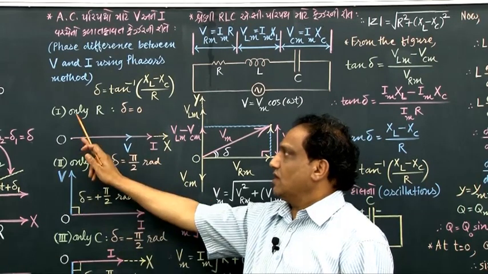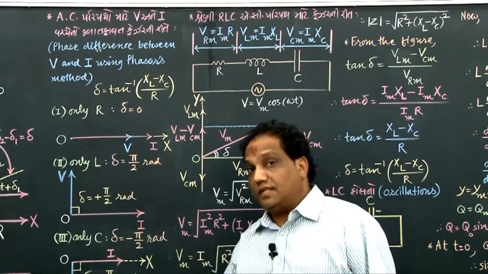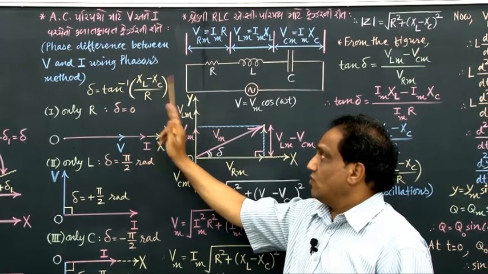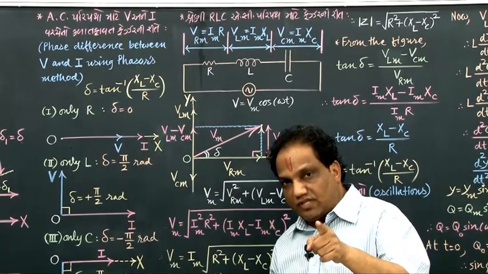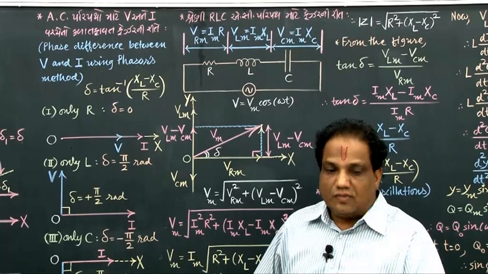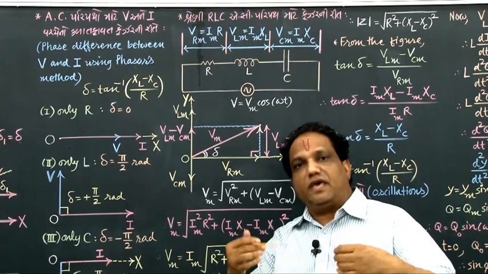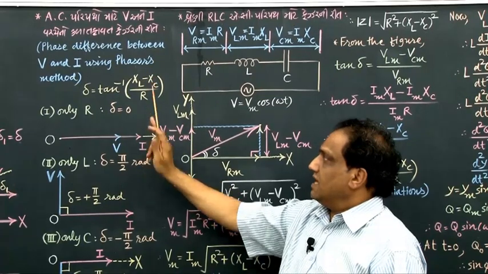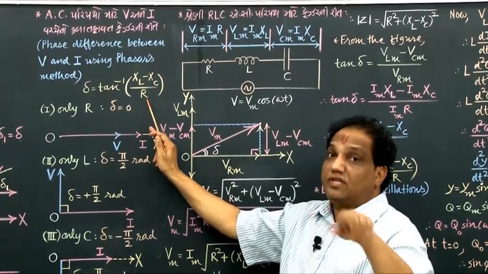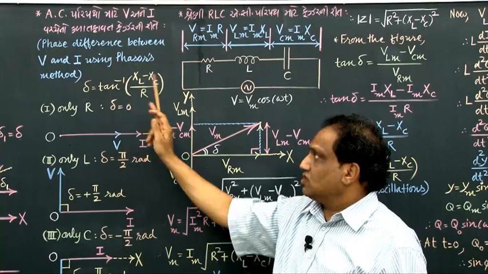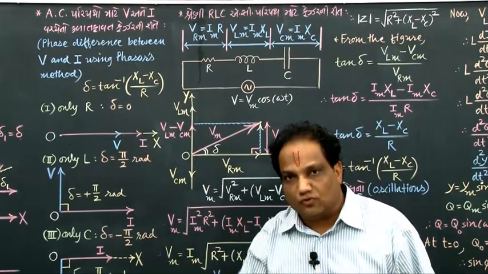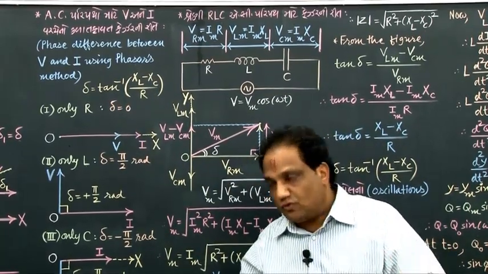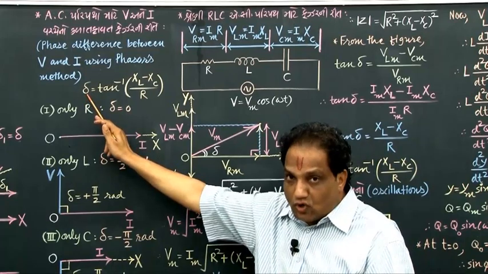Now tell me, when you are talking about only resistance, then these two components are not there. If an inductor is not there, then XL is 0. If a capacitor is not there, then XC is 0. When these two values are 0, then 0 upon R will be 0, and tan inverse of 0 will give you 0. So delta will be 0.